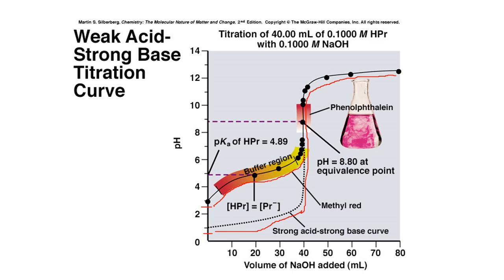Then we're going to have the steep interval at our equivalence point, and beyond our equivalence point, we notice that it's very similar in shape to our strong acid, strong base titration curve. So note the difference in the shape of the curve, and note also that this steep interval at the equivalence point is less pronounced when we have a weak acid, strong base titration curve.